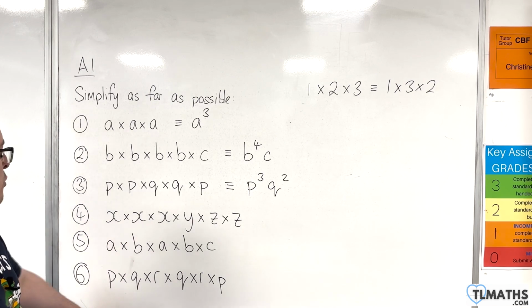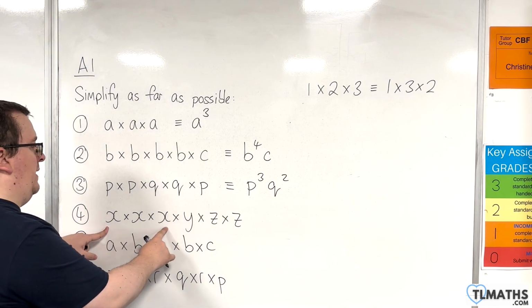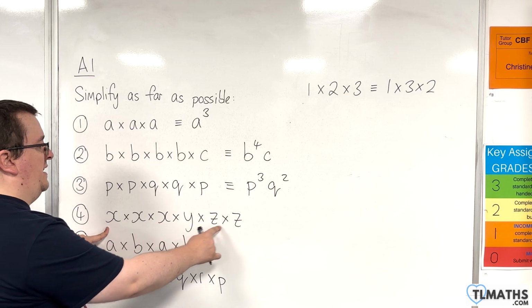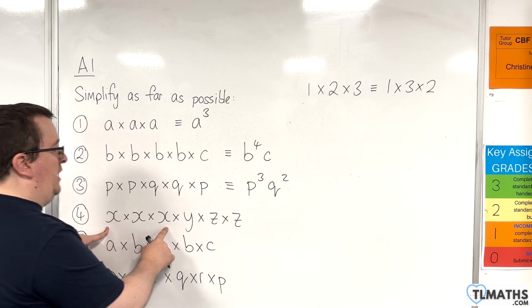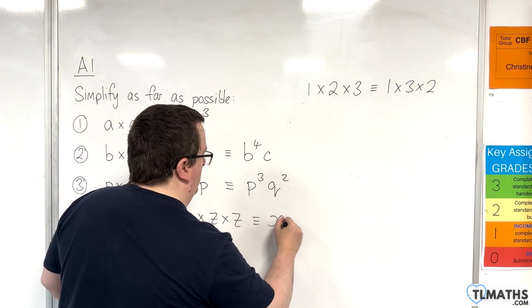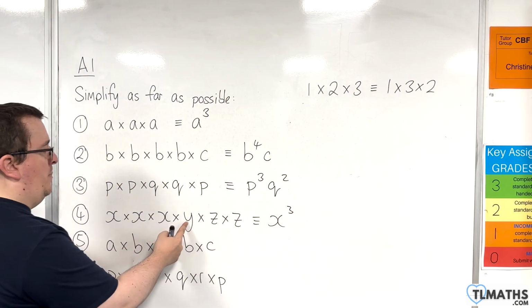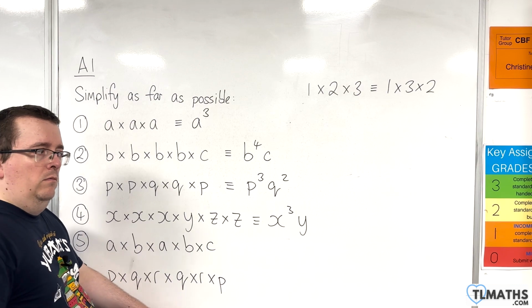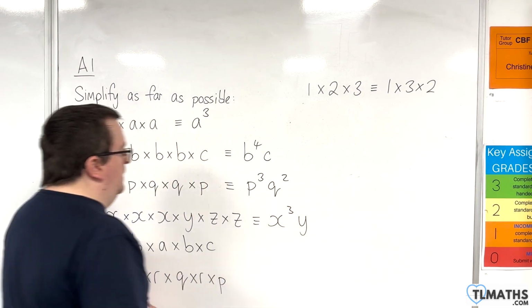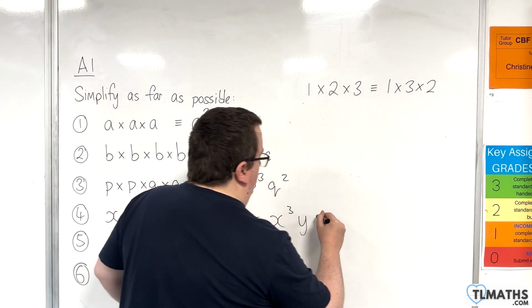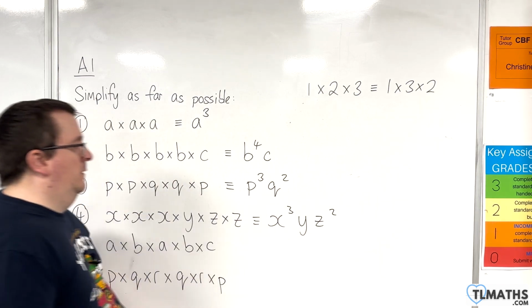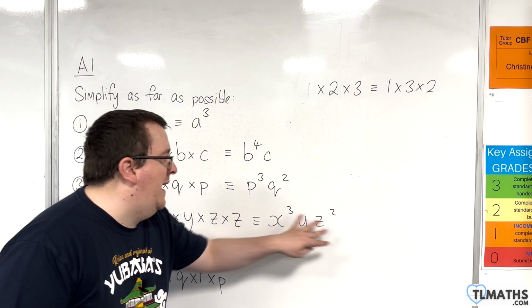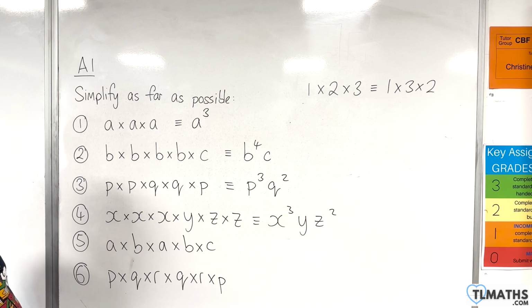So with number 4, we have x times x times x times y times z times z. So I've got x cubed, I've got the y by itself. I don't need to write y to the 1, okay, I will avoid that. And then I've got z squared. So notice how I don't have any times symbols in any of my answers here.